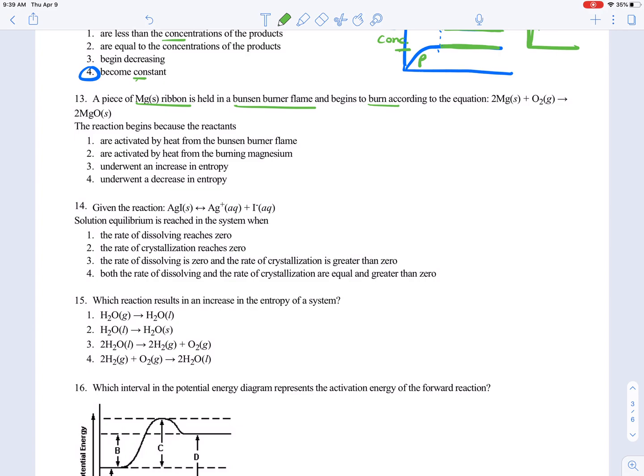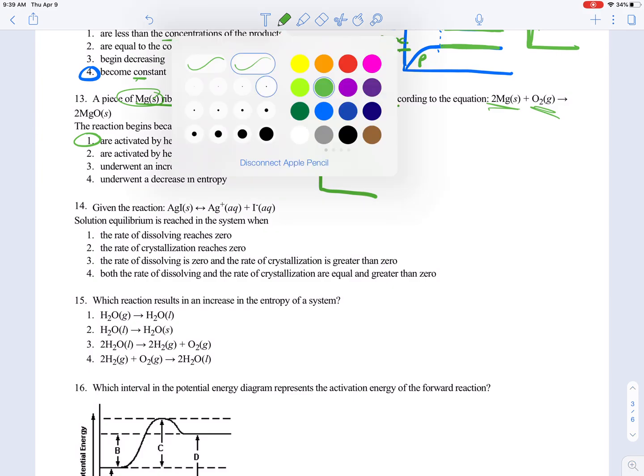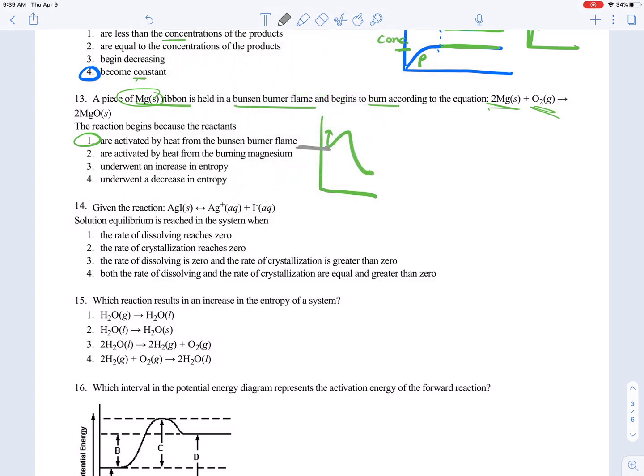It's because the reactants, which were the magnesium ribbon and the oxygen, are activated by the Bunsen burner flame. The Bunsen burner flame supplied enough energy to overcome that barrier of activation energy. So here's the magnesium ribbon and the oxygen. That's how much energy they had at room temperature. That wasn't enough energy to get them going. So heating them up in the burner flame gave them more energy, let them hit that activated complex, and then go through the rest of the reaction.